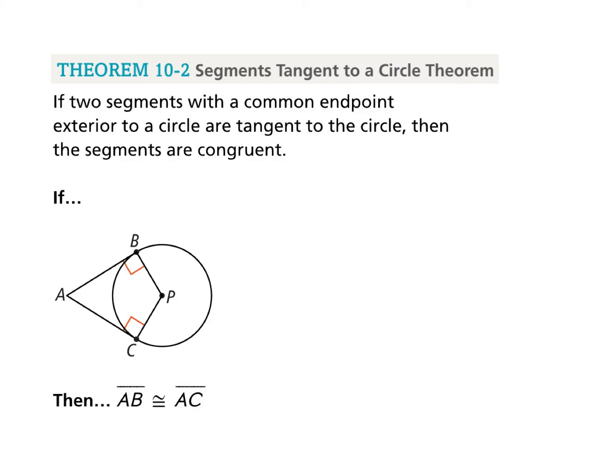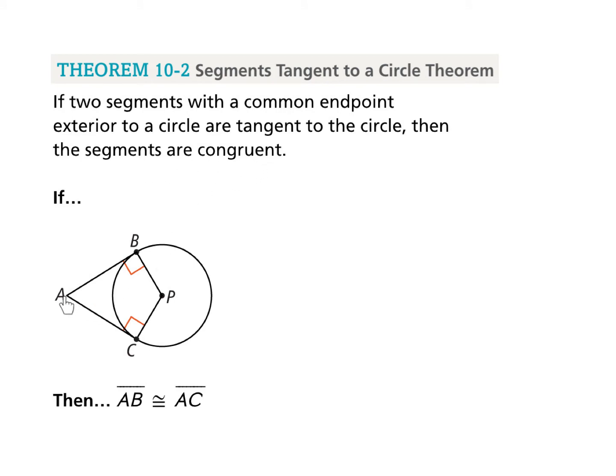And now there's one new theorem that we're going to learn, and it says that if two segments with a common endpoint are exterior to a circle, so the two segments are outside the circle, or you can think of it as their common endpoint is outside the circle, and those two segments are both tangent to the circle, then the segments must be congruent to each other.